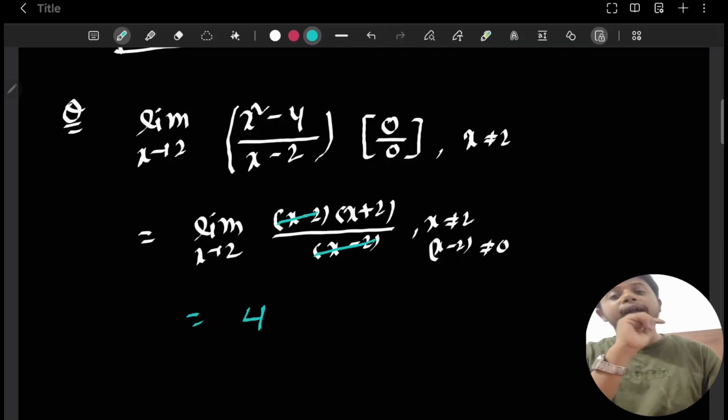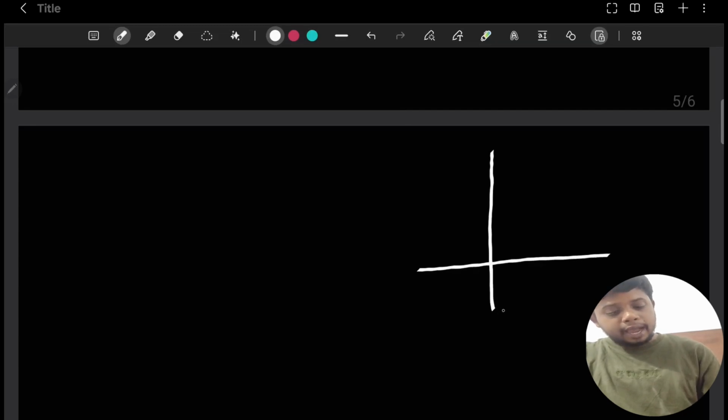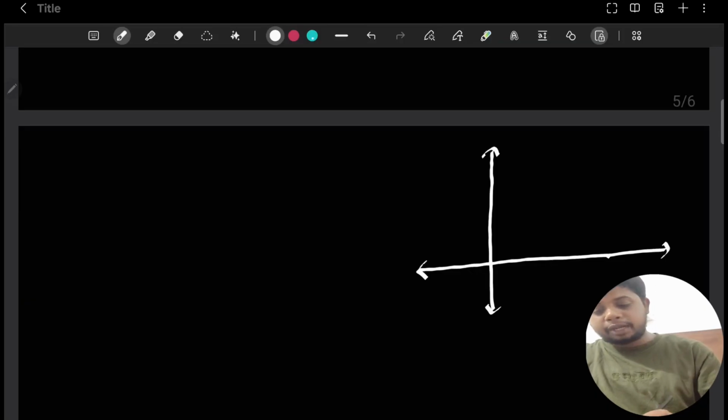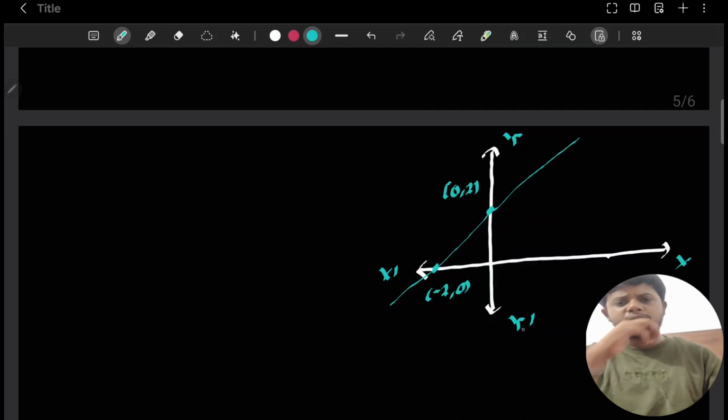But what is this 4 representing, and what is the graph of this function? Now let's understand the graph of this function. This function has the same graph as x plus 2. So what is the graph of x plus 2? I know everyone has studied functions. This point will become 0, 2. This point will become minus 2, 0. This is the x-axis, x dash, y, y dash. Yes, you are absolutely correct.